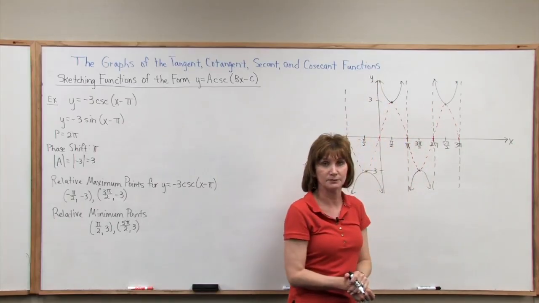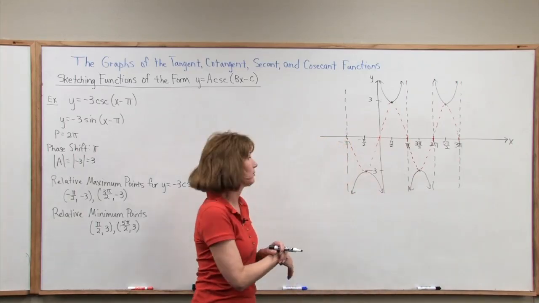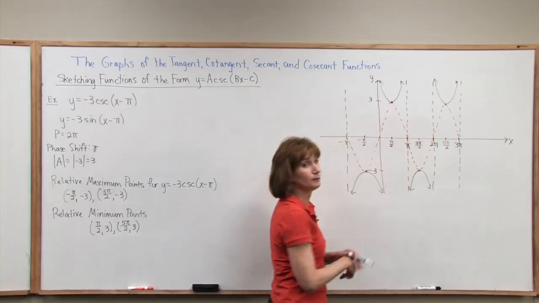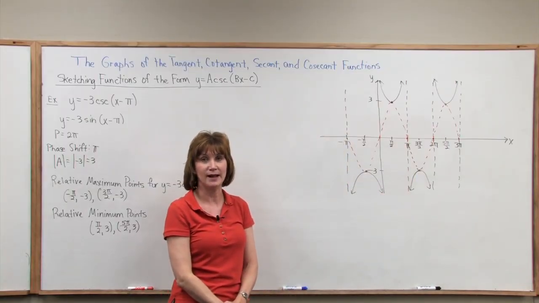Remember, you approach the asymptotes. Once you have that, you can easily find your relative maximum and relative minimum points. You need to practice working these examples until you have mastered the skills and concepts involved.